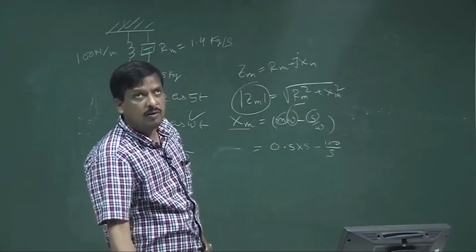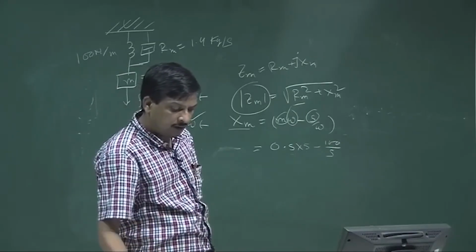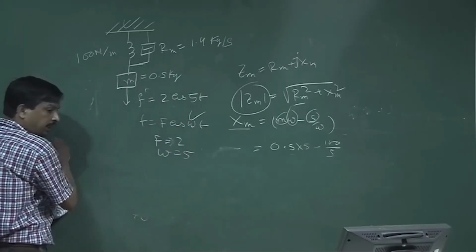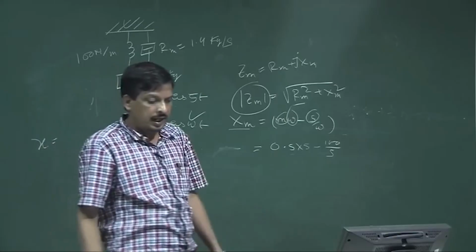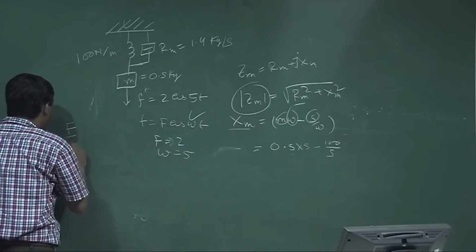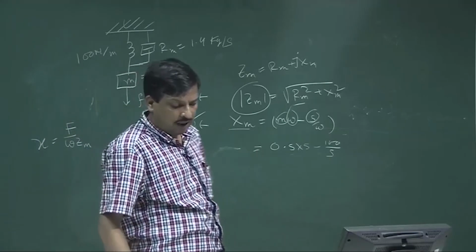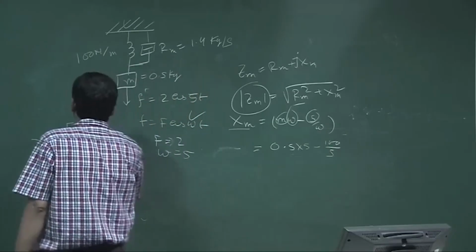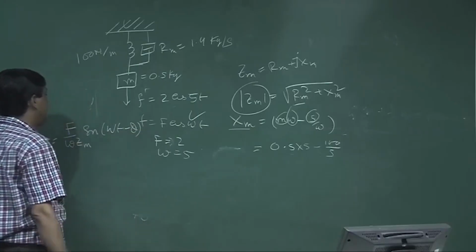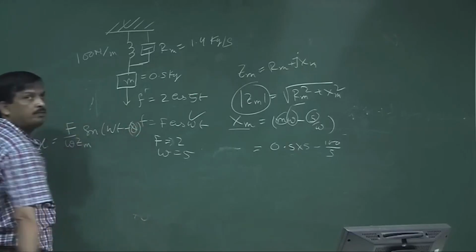Now, what is the expression of the speed? It is F by omega Zm, real part, F by omega Zm sin omega t minus phi. So, I have to know the phi first.